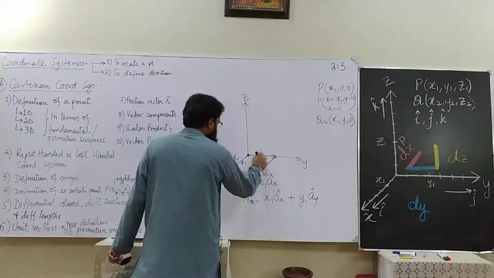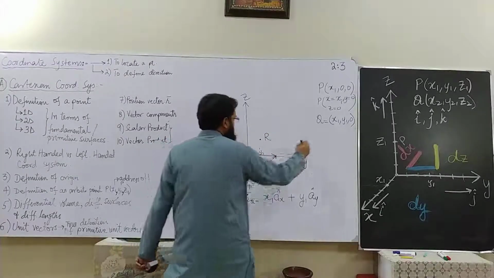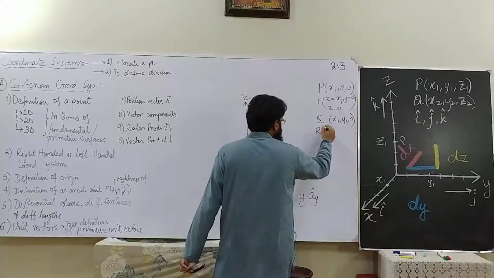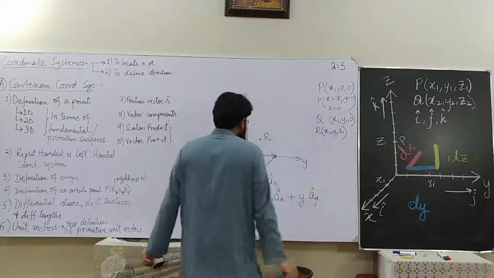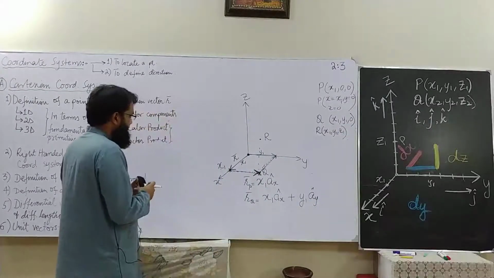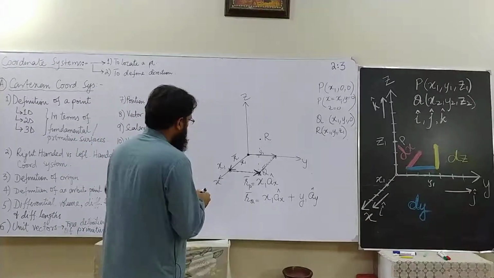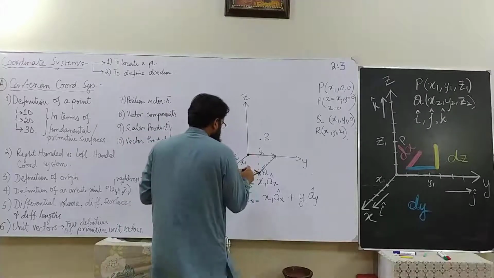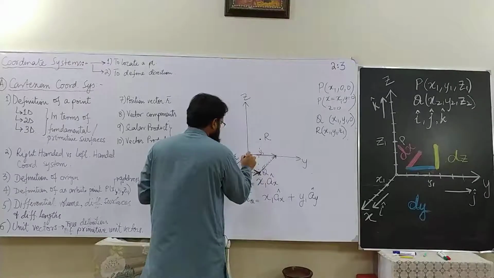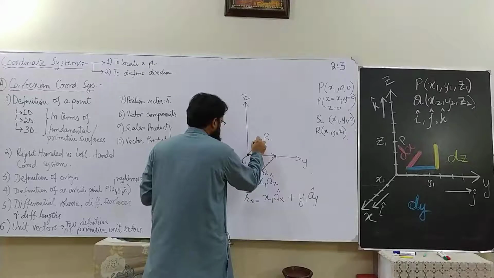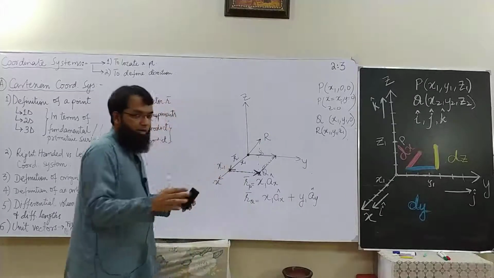Let's say now we have another point R, which has coordinates x1, y1, and z1, and I want you to give me the address, the location or the position vector, of this point. The vector which will locate this point is the vector starting from the origin and terminating at this point. Remember that this vector is not on the yz plane, it is somewhere in the middle.